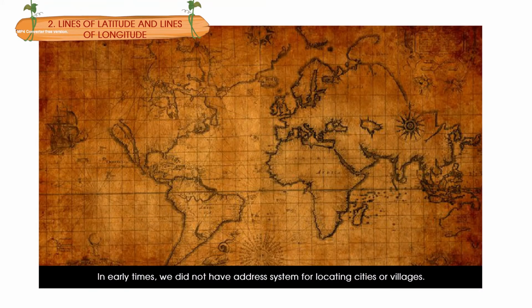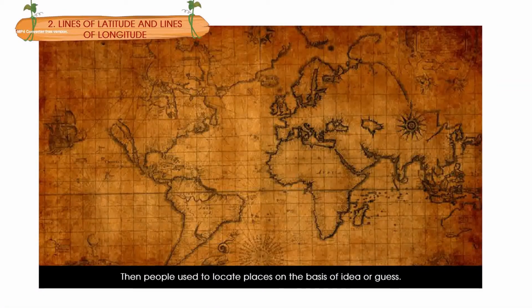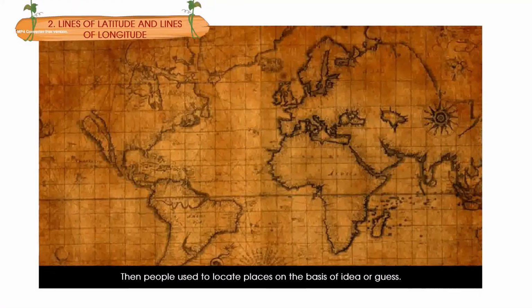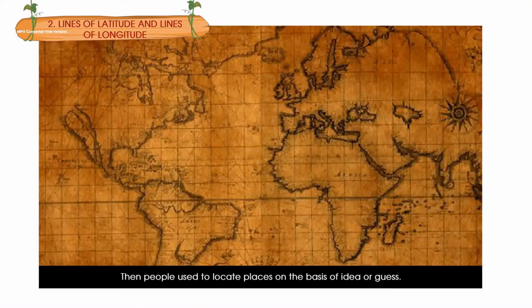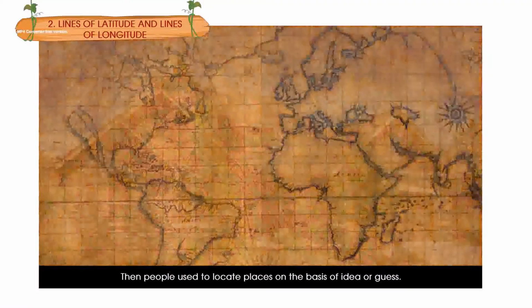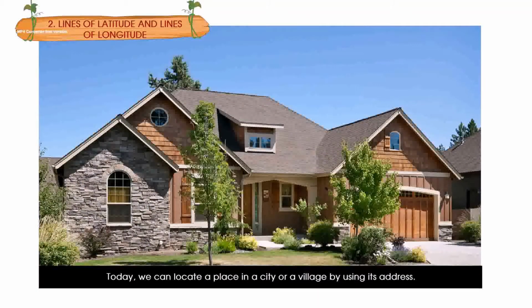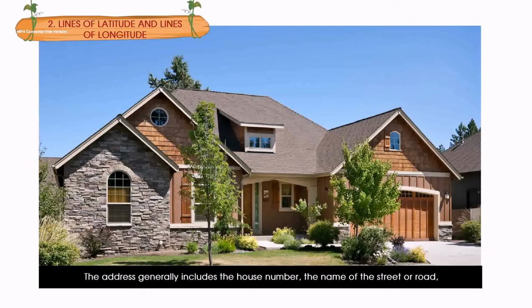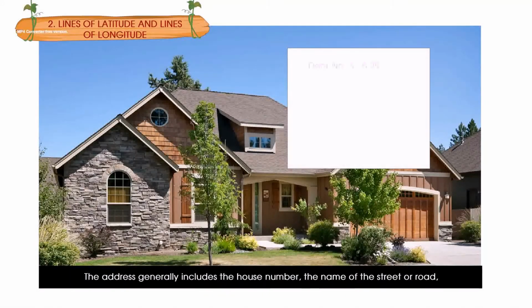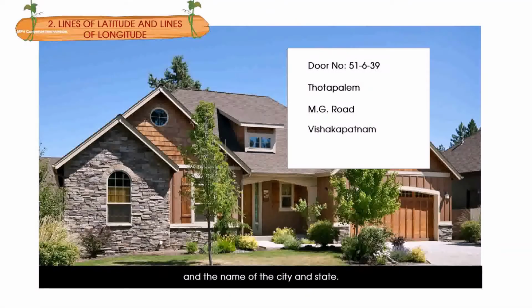In early times, we did not have an address system for locating cities or villages. Then people used to locate places on the basis of ideas or guesses. Today, we can locate a place in a city or a village by using its address. The address generally includes the house number, the name of the street or road, and the name of the city and state.